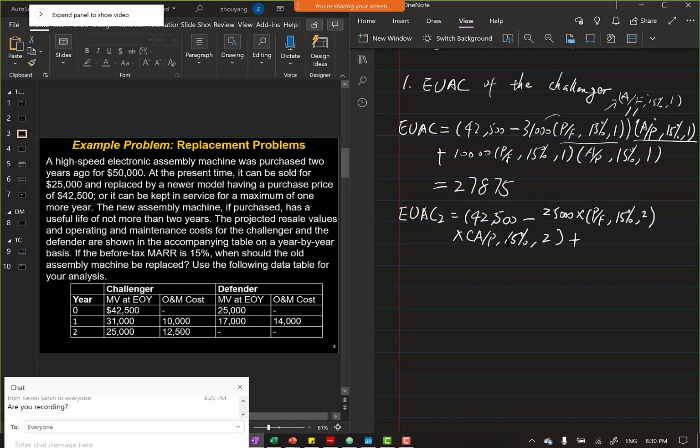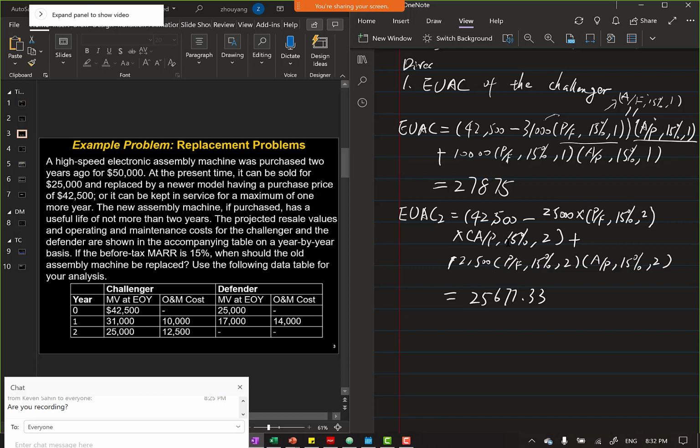And then we turn the annual operations cost to the annual worth. So that would be the 12,500. Then first turn to the present worth, P given F, 15%, that's 2 years. Then A given P to the annual worth, 15%, and 2 years. Okay, then we are good. Have this equals 25,677.33. Okay, so we are done for EUAC of 2. Since it's following the similar pattern, we should be good. And that's the first method.